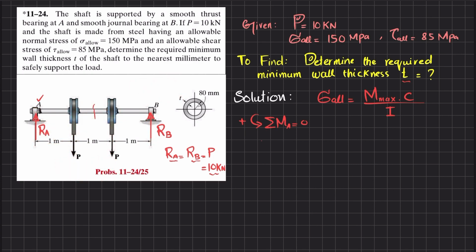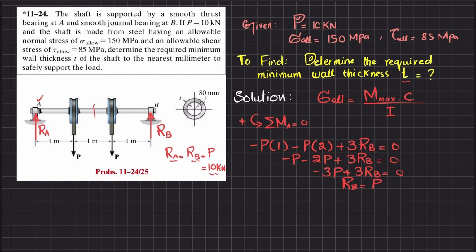So I will write minus P times 1 minus P times 2 plus 3 times Rb is equal to 0. So minus P minus 2P plus 3Rb is equal to 0. So minus 3P plus 3Rb is equal to 0. From here you can see that Rb is equal to P, and P is given as 10 kilonewton.